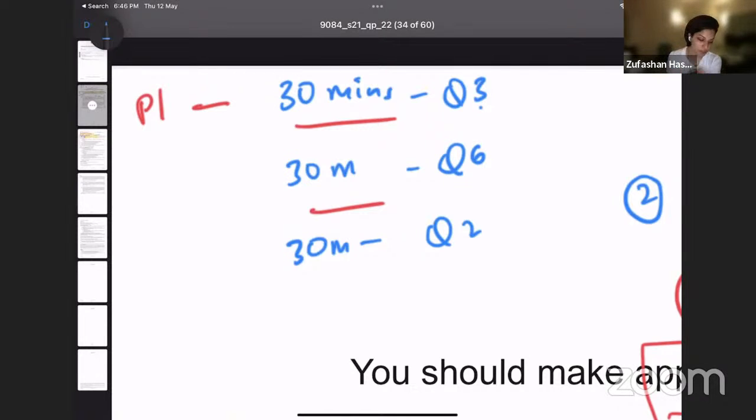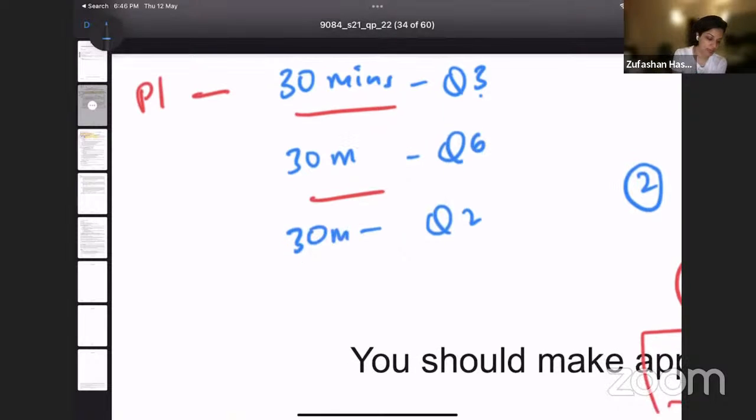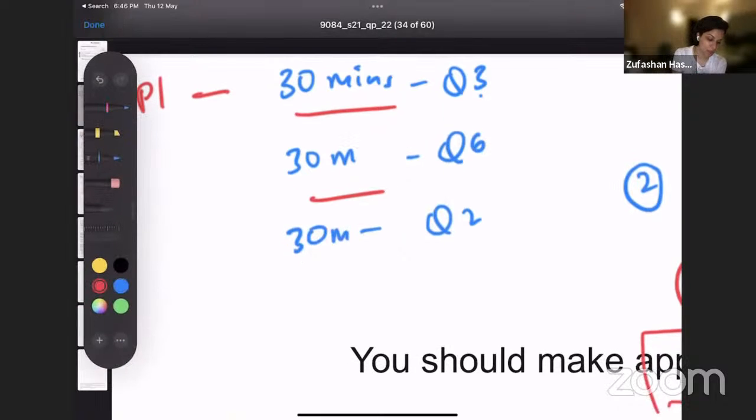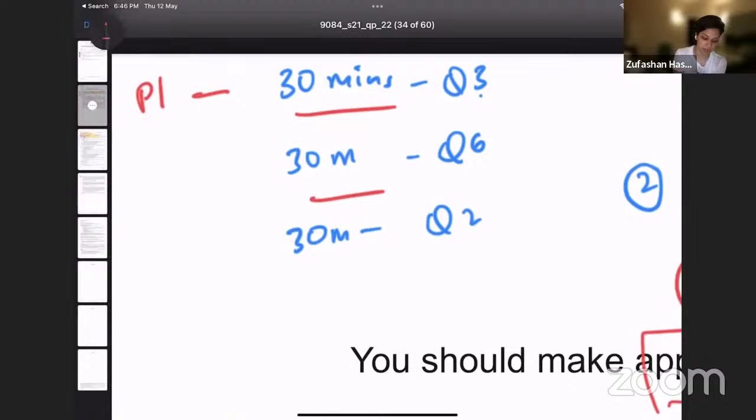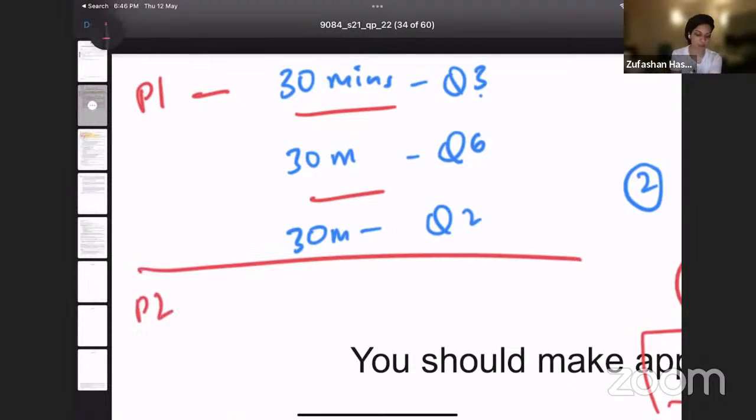Then we have P2. So in P2, I would suggest that you guys do it a bit differently. P2 again is the same time. It is still 1 hour, 30 minutes, but this time you have 4 questions and one is a 20-mark essay question. So I would say for P2, apportion your time in this particular way.